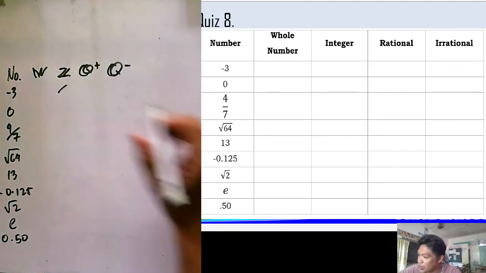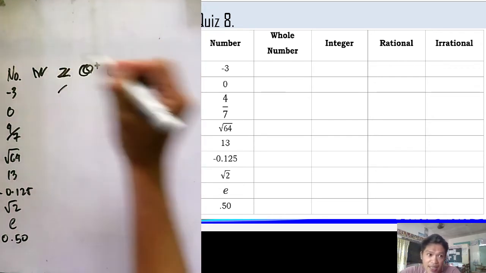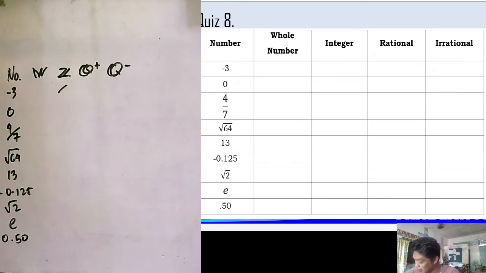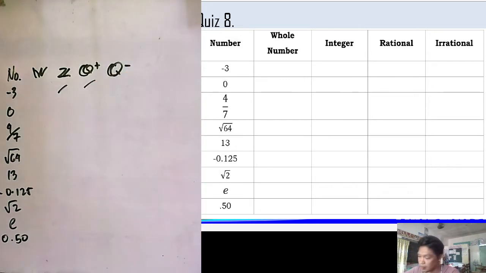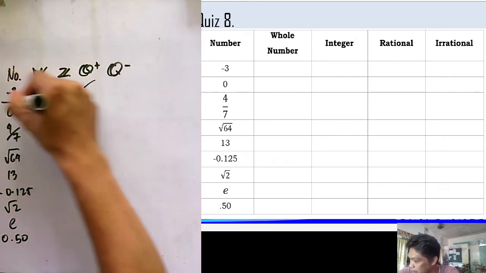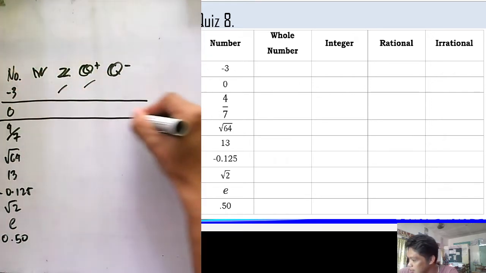Check po dyan. So, ano pong gagawin dito sa W? Pwedeng lagyan ng x or pwedeng leave it blank. Next, since it is an integer, meron siyang invisible 1. Kaya pwede din siyang tawaging rational number. Okay? That's for negative 3. What about 0?